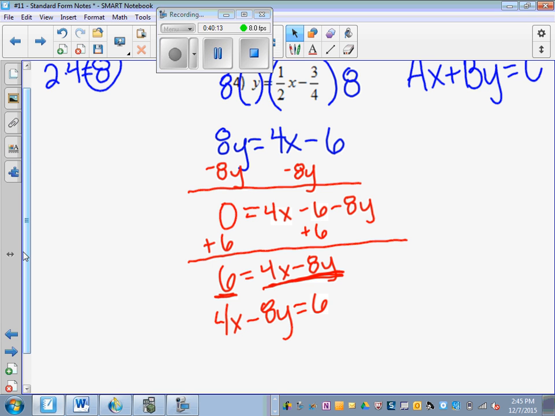All right. Questions on this one? Do you guys understand what I did there? So you can do that instead if you prefer. Move everything else over and then just switch your equation at the end.